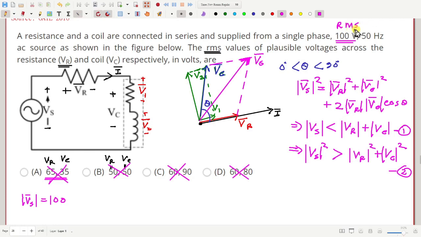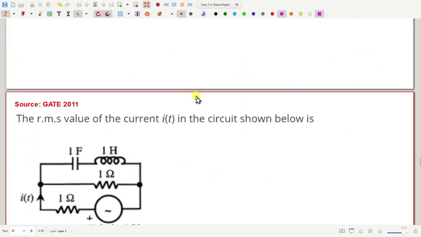Even if you take this as the peak value, then you should also take all these values as peak values, right? You should not do partiality here and there. That has been given as VR and VC we have to find. Here it is written RMS, sir. Yes. But anyway, if nothing is mentioned, then by default we will take that as RMS value. Fine.